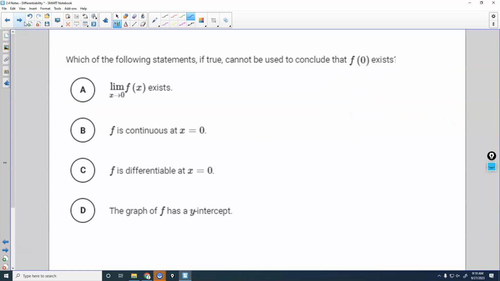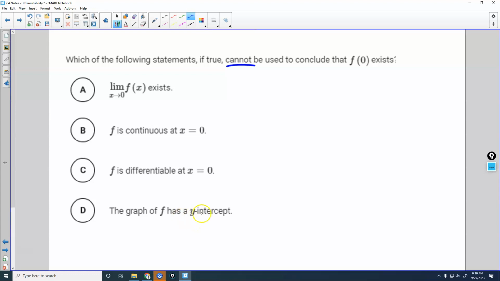All right, let's look at another one. Which of the following statements, if true, cannot be used to conclude that f of 0 exists? So, are there any here that you want to throw out? It cannot be used to conclude that f of 0 exists.